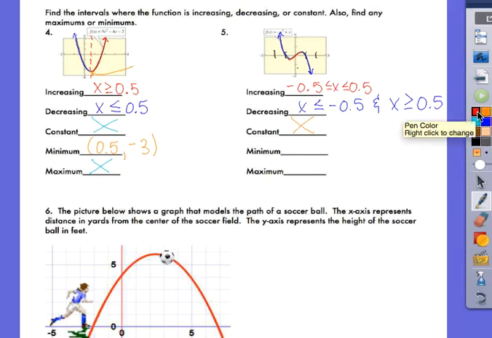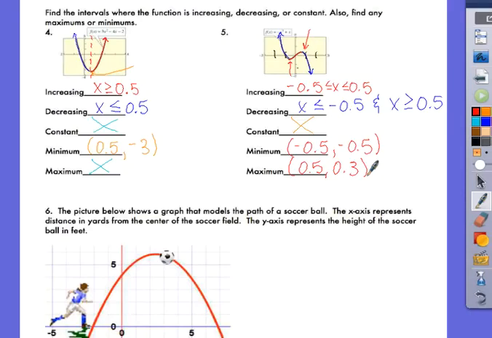Minimums? Yes, we have a minimum right here. What would that ordered pair be to the best of your guess? Negative 0.5, comma, negative 0.5, as long as you're close, okay? And then what about the maximum? Here's my maximum. 0.5, 0.3, okay, sure. As long as you're close, okay?